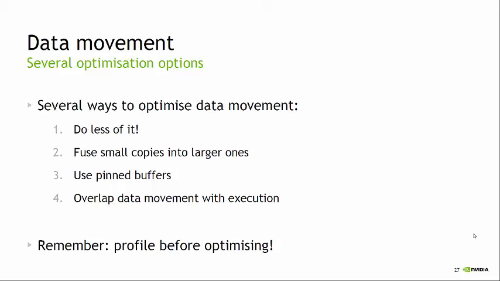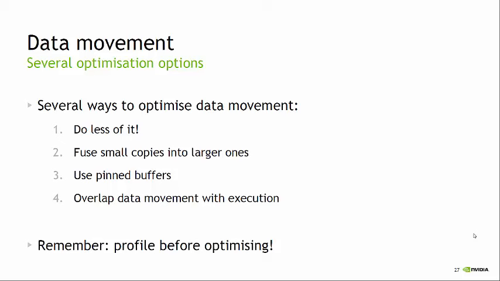The third one is use pinned buffers. There are 2 main ways of allocating memory on the CPU. There's page-locked or pinned memory, and there's pageable memory. Page-locked memory can be transferred directly to the GPU, whereas pageable memory has to be moved into a page-locked region before being copied, or not always, but it is slower to transfer to the GPU, is the main point. So using page-locked buffers will increase your bandwidth and probably reduce your latency.